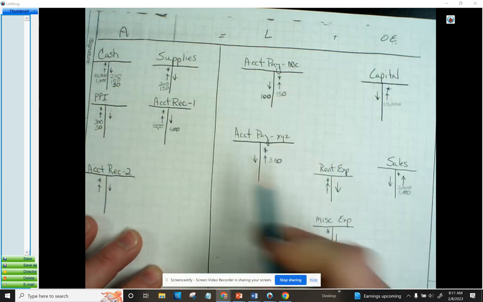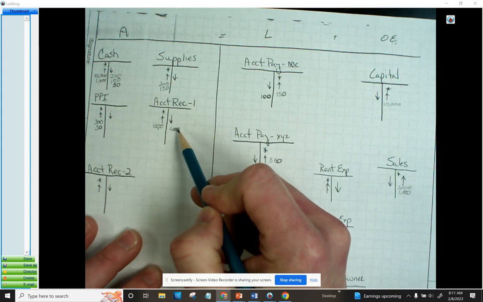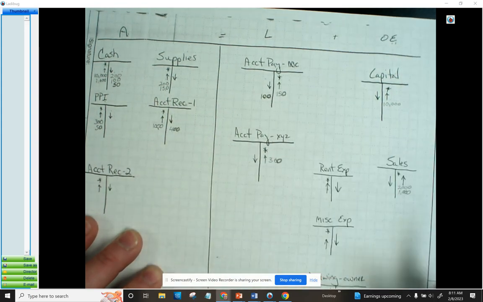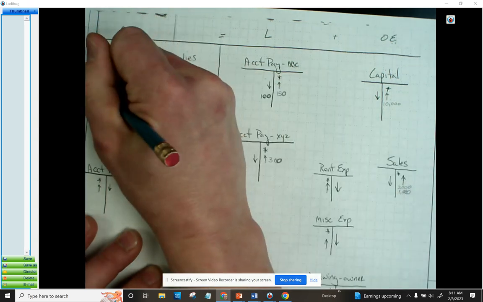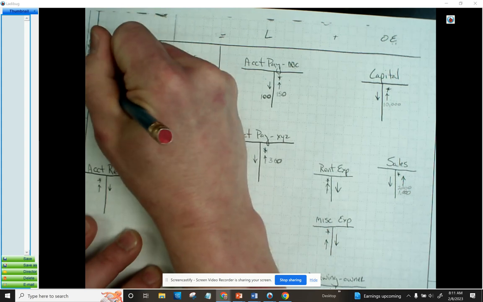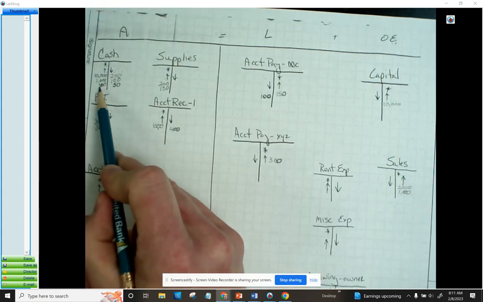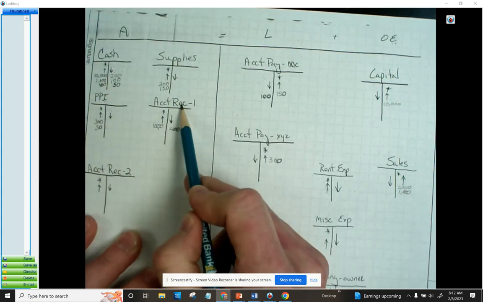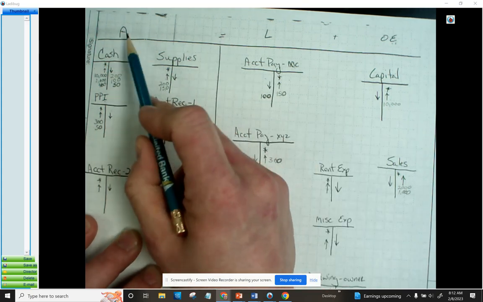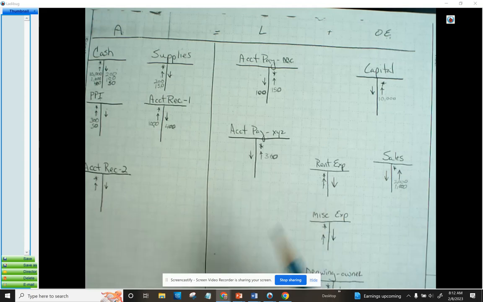They don't owe us that anymore, so we need to do a credit to make accounts receivable go down $400. We got that cash that they owed us. So we're going to come over here and say we got $400 cash. Cash goes up with a debit of $400, accounts receivable goes down with a credit of $400, assets remains unchanged. It's a wash. It goes up and then down.